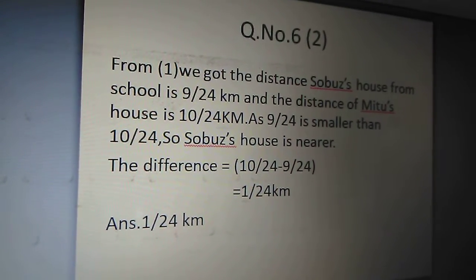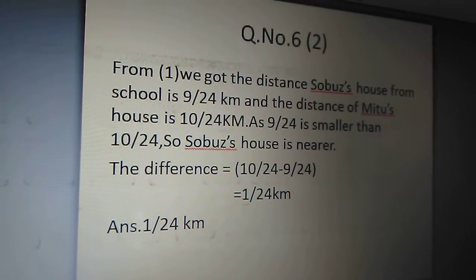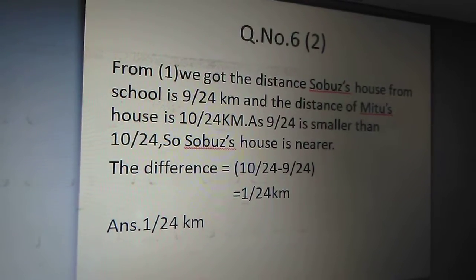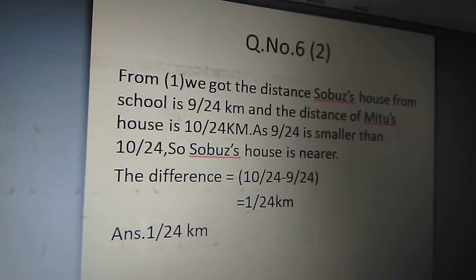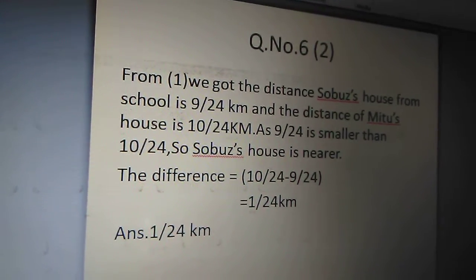Okay, now we'll get the difference. The difference is 10/24 minus 9/24. The LCM is 24. If you subtract 9 from 10, then it is 1. So 1/24 kilometer. 1/24 kilometer is the difference.